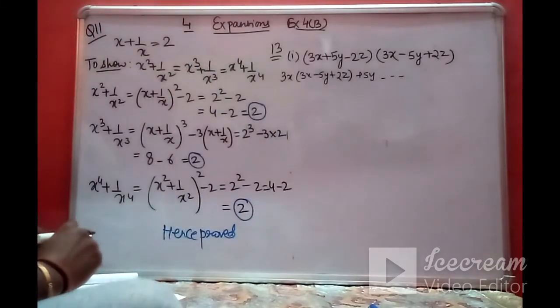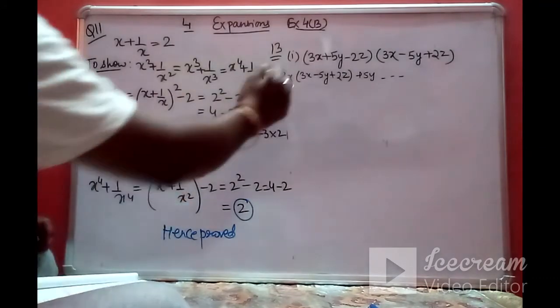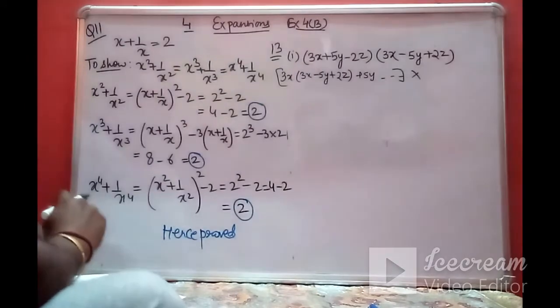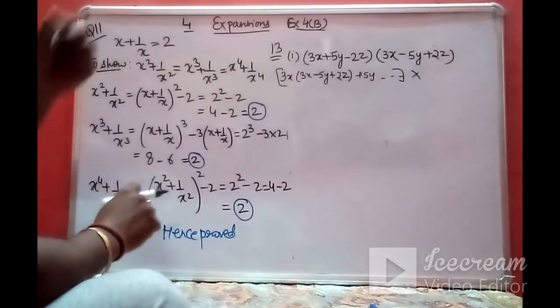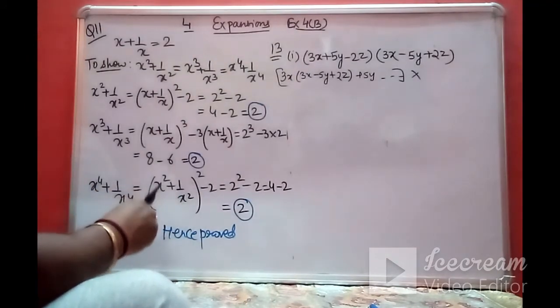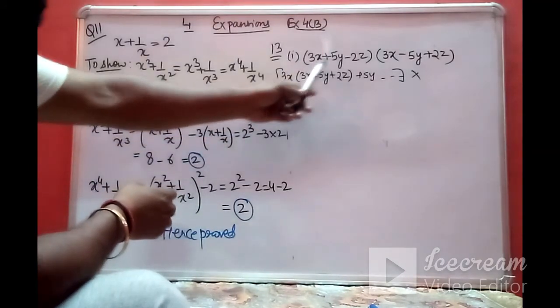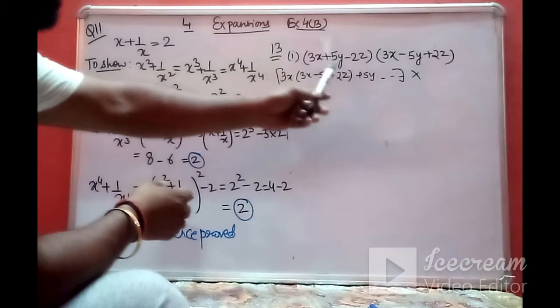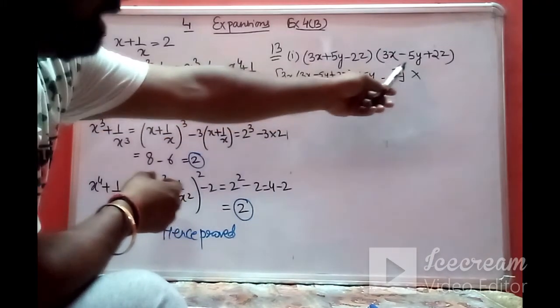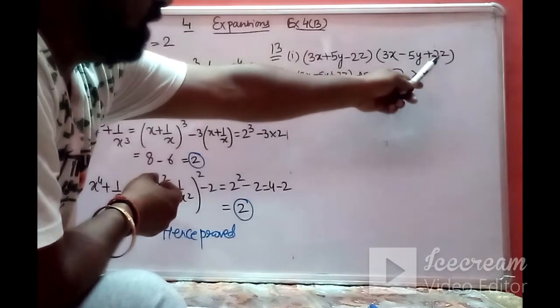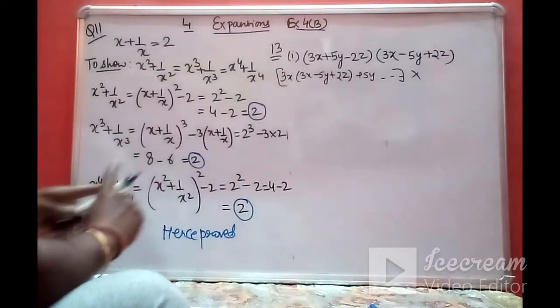Now since we have studied expansion, we will not use this method. We will try to solve it using our concepts of expansion. Then how to expand this? See, this is plus 3x and plus 3x. This is plus 5y, now this is minus 5y. But this is plus 2z and this is minus 2z.